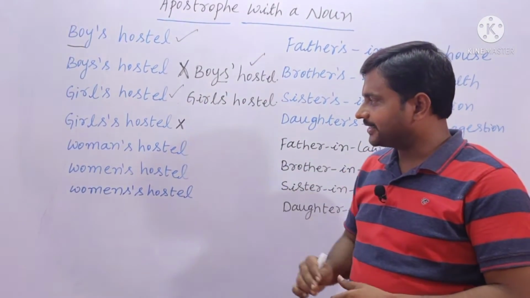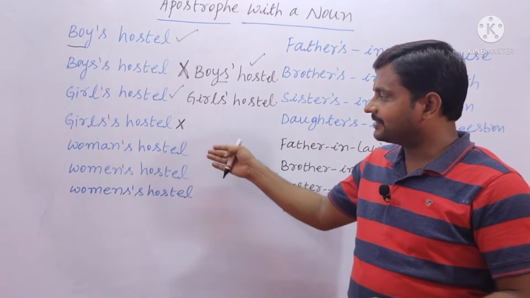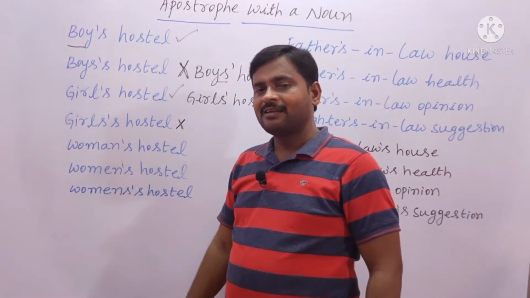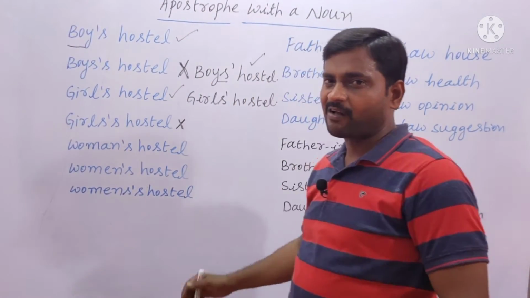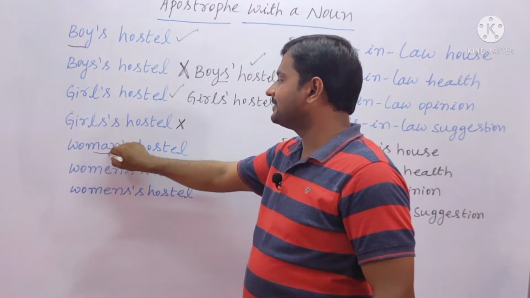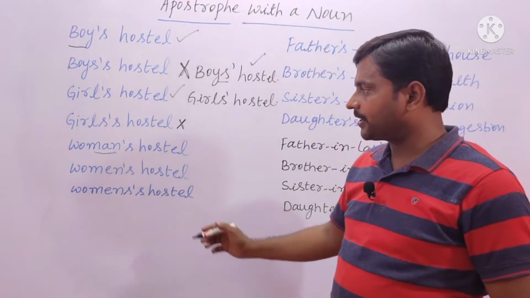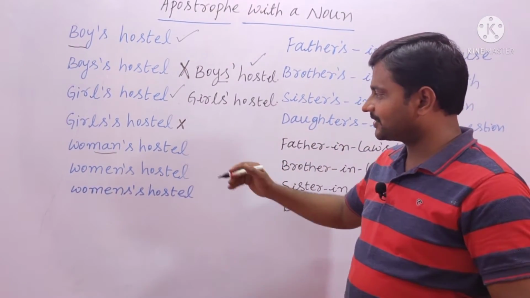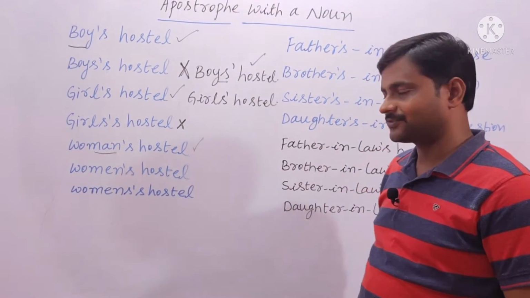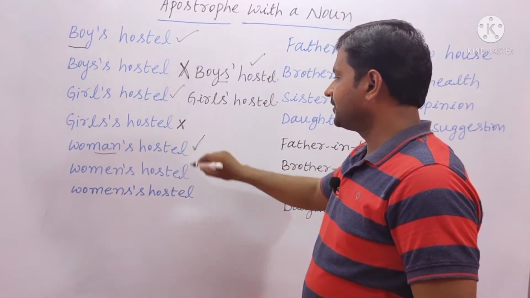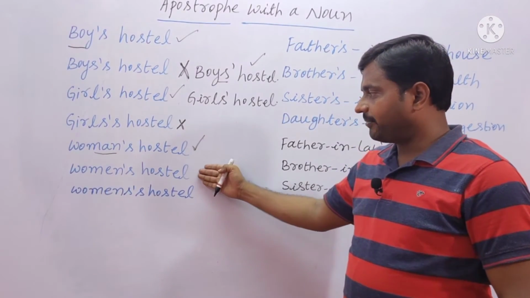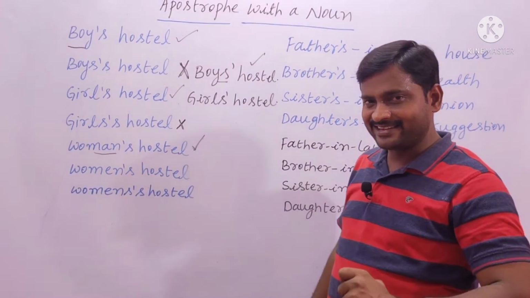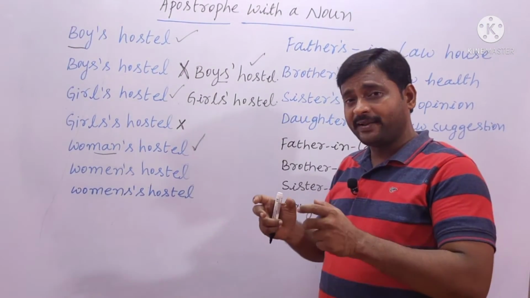And next you see women's hostel. Once you decide whether it is singular or plural, W-O-M-A-N, apostrophe S: woman's hostel. Basically, it is singular. After a singular, what do you apply? Apostrophe and S marker. Woman's hostel is right usage. Next one, W-O-M-E-N, apostrophe S, hostel: women's hostel.